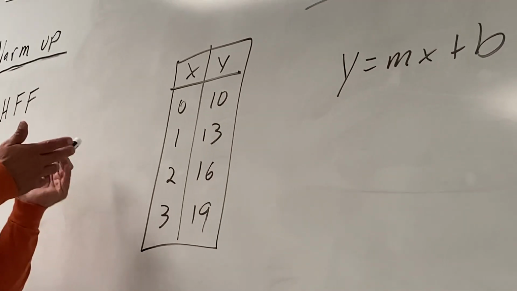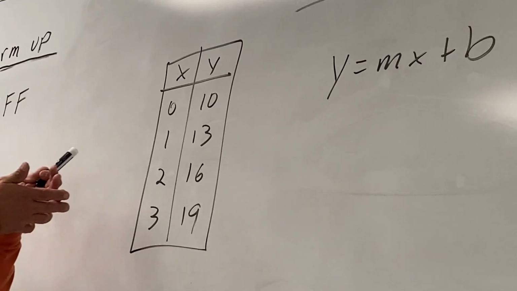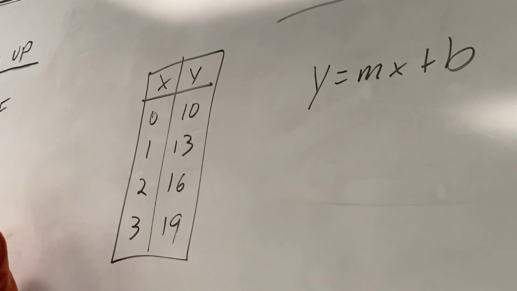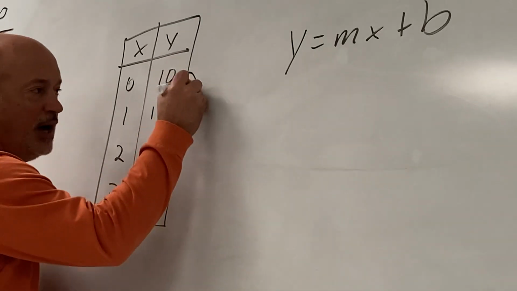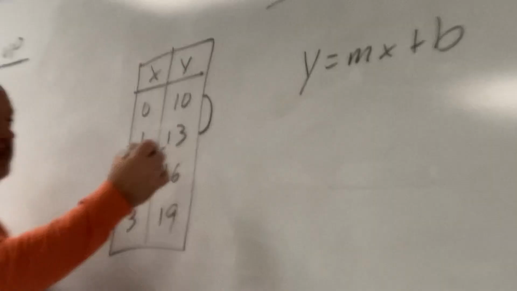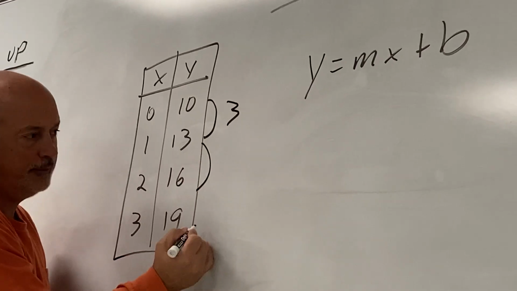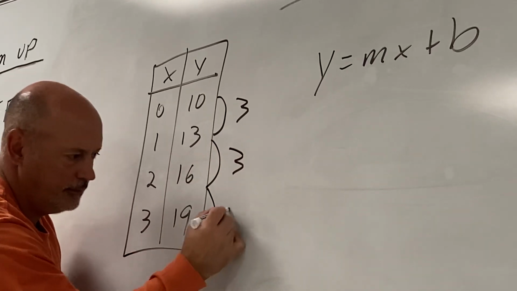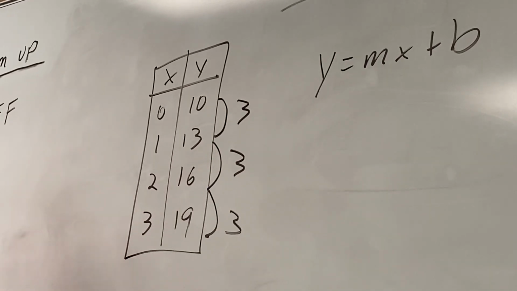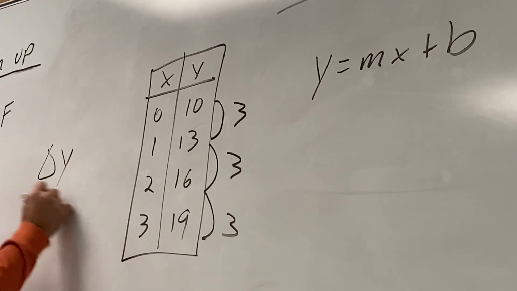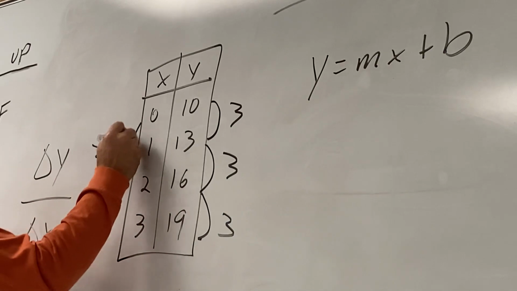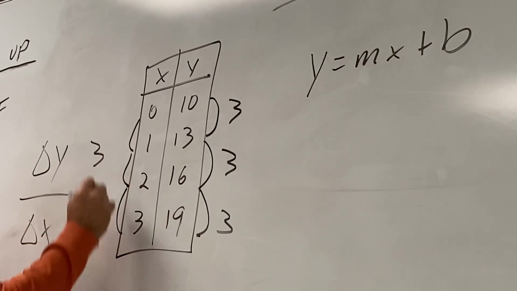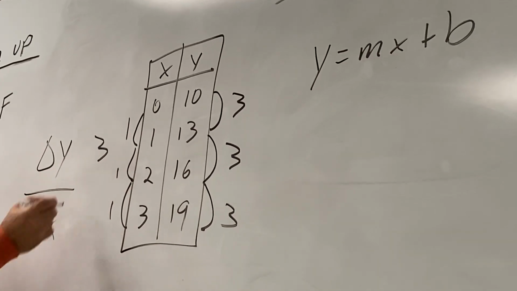Who can help me find the slope from the table? Emma? Changing y. Good. How much of the y is changing? 3. How about here? 3. How about here? 3. Okay, so we found the change in y. Now we need to find the change in x. Let's see what the x's are changing by. 1, 1, 1? Yes.